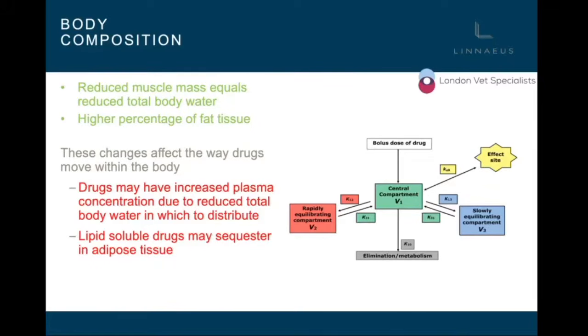First of all, if there's less body water, if you give a dose of drug to an animal, there is less volume of water for that drug to dissolve into, and therefore the concentration within what body water remains will be higher. So you may see a relative overdose in these patients. Additionally, drugs which are lipid soluble may sequester within this higher percentage of fat tissue, leading to drowsy and prolonged anaesthetic recoveries. So how can we prevent this?